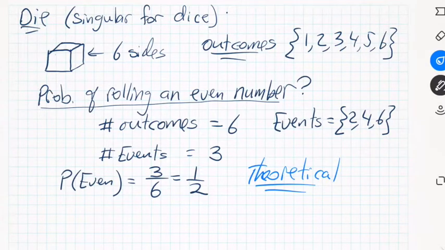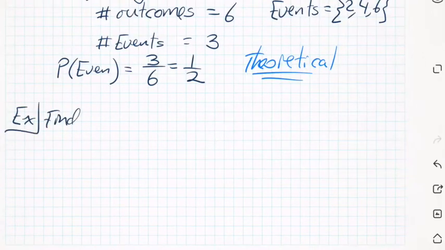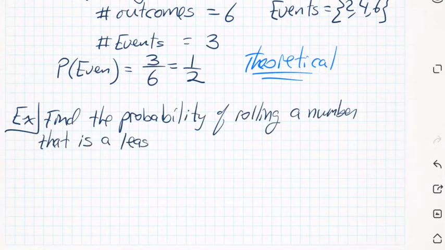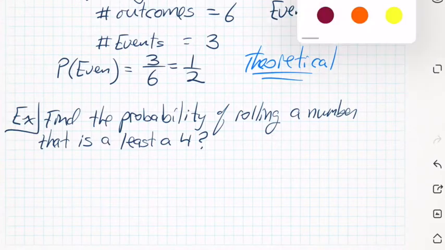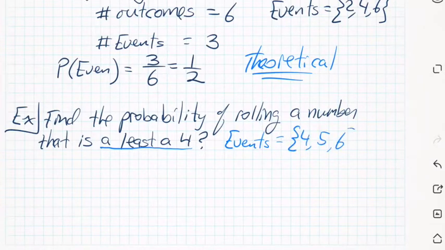Okay. So what about, for instance, we want to find the probability of rolling a number that is at least a 4. Now we got to be really careful with the language here. At least a 4, what does that mean? So if you're at least a 4, that means you are a 4 as your smallest value. So our events here are going to be a 4, a 5, and a 6.